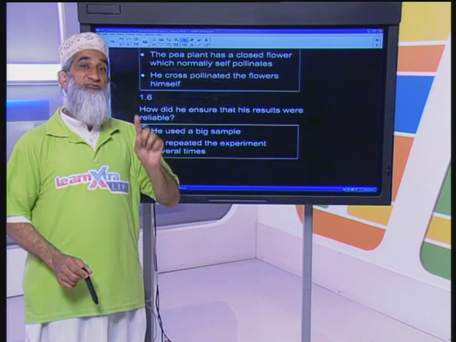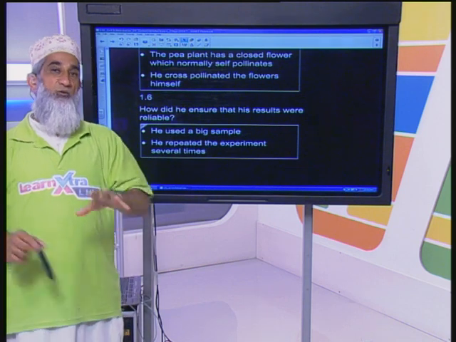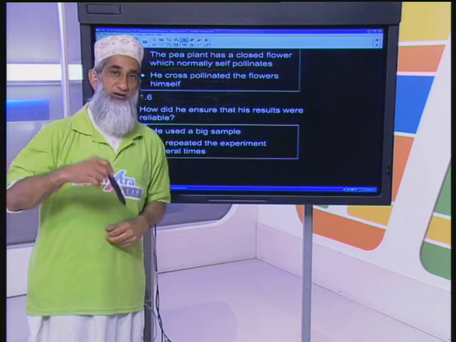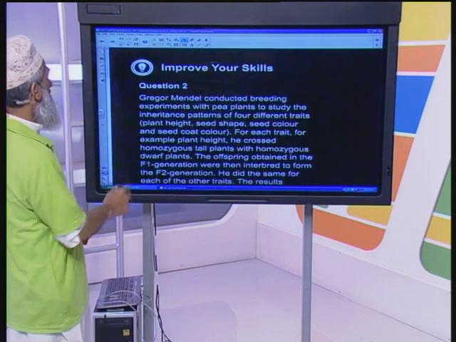Validity, on the other hand, is talking about the method. If the method is correct, what is kept constant, etc. We didn't let anything else interfere, our results recorded properly, etc. Good. We move on to number two.